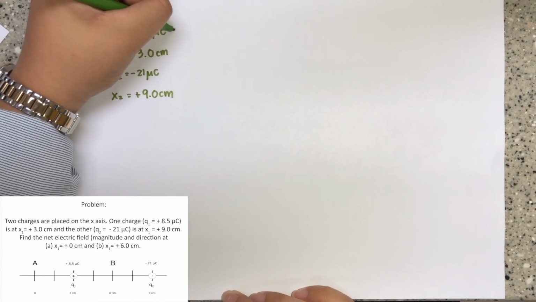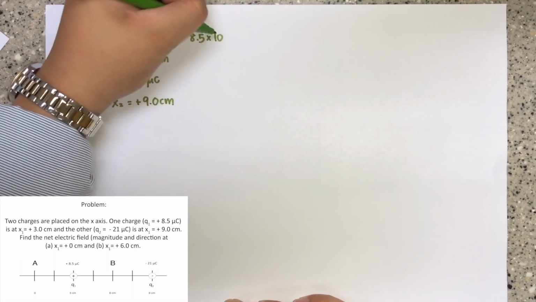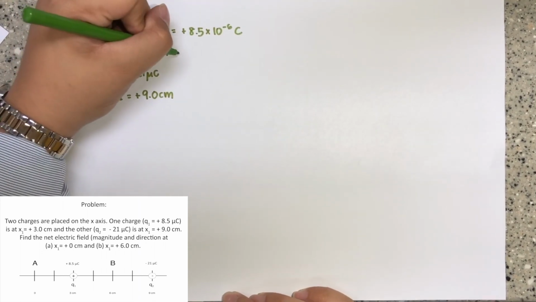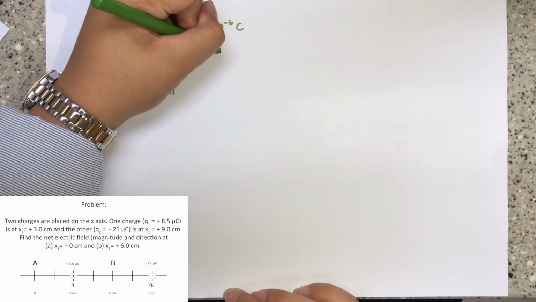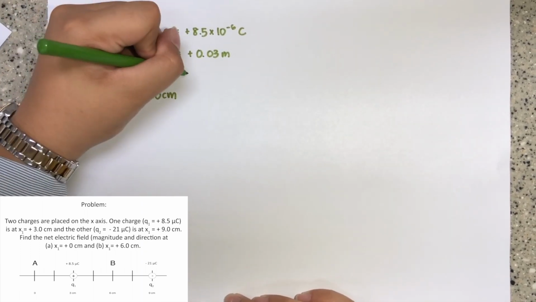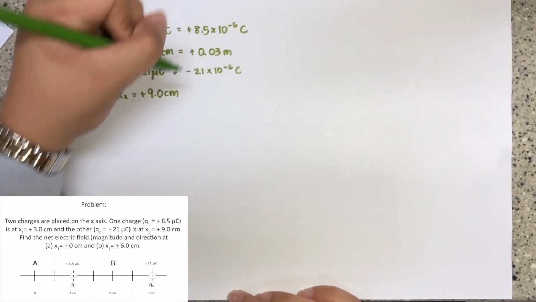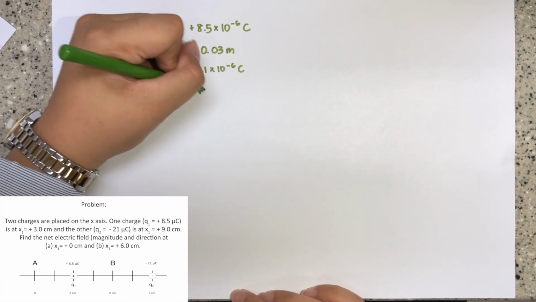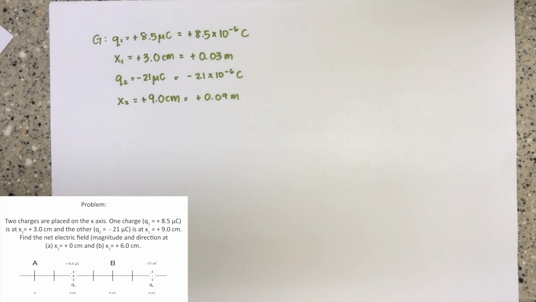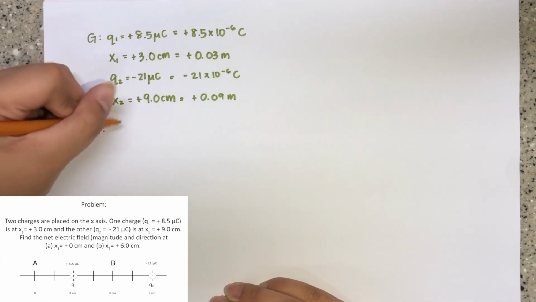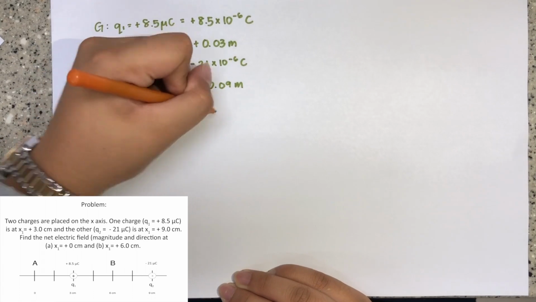Now, to help us just be sure not to be confused, we'll expand this in scientific notation form. And then for our formula, we have to convert the cm into m, which gives us 0.03 m. Then our second charge times 10 to the negative 6, and then 0.09 m. And that's our given. So that's step 1. Now on to our asked, which is find the net electric field.